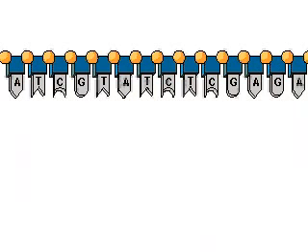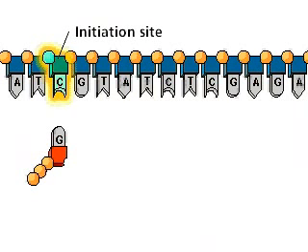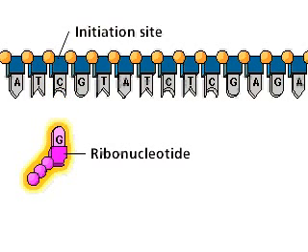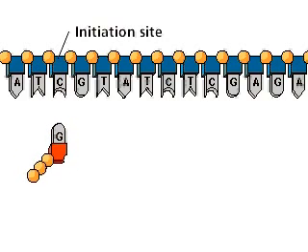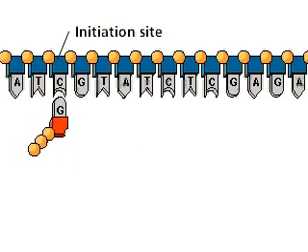Synthesis of the new complementary strand begins when the first nucleotide pairs up with its complement at the initiation site. The first nucleotides to pair up with the parent DNA strand are ribonucleotides. Base pairing rules apply. Guanine pairs up with its complementary base, cytosine, at the initiation site.